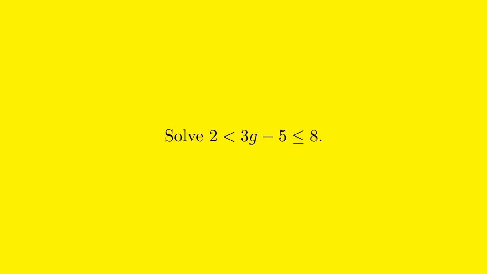In this video, we will be focusing on solving the inequality 2 is less than 3g minus 5, which is less than or equal to 8. We will walk through the step-by-step process of finding the solution in both inequality and interval notation forms. So let's get started.